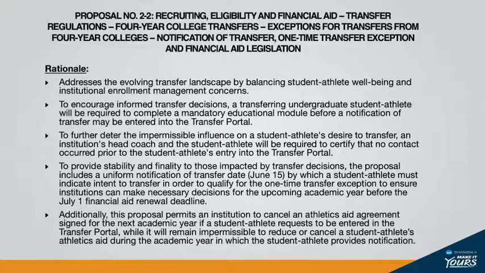The June 15th date will ensure institutions can make necessary decisions for the upcoming academic year before the July 1st financial aid renewal deadline. Finally, the proposal will permit an institution to cancel an athletics aid agreement signed for the next academic year if a student-athlete requests to be entered into the transfer portal, while still making it impermissible for an institution to reduce or cancel a student-athlete's athletics aid during the academic year in which the student-athlete provides notification.